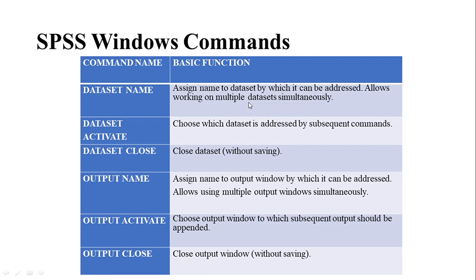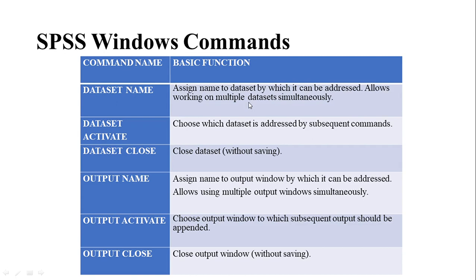Then we have dataset active. This one is used to choose which dataset is to be addressed by the subsequent commands. So in order to work on a specific dataset, first you need to run dataset active to set that dataset to be active, so that when you run your commands, SPSS knows that you want to run these commands on this dataset. Then we have dataset close. This one is used to close a dataset without saving the dataset.